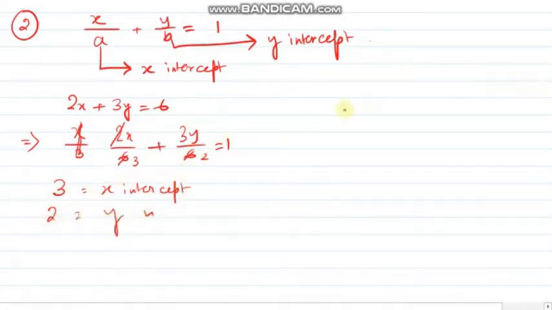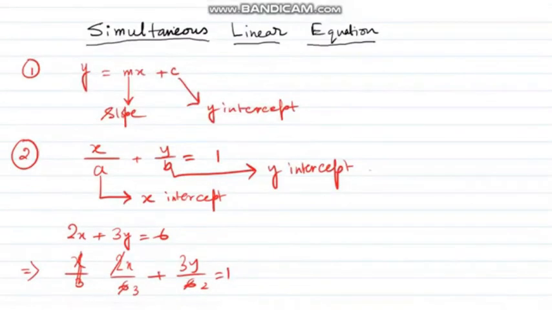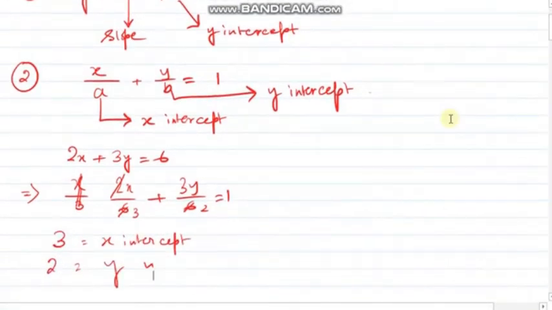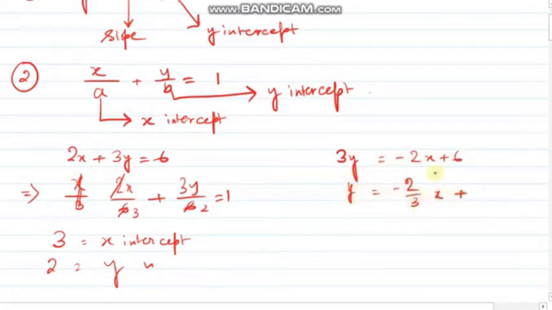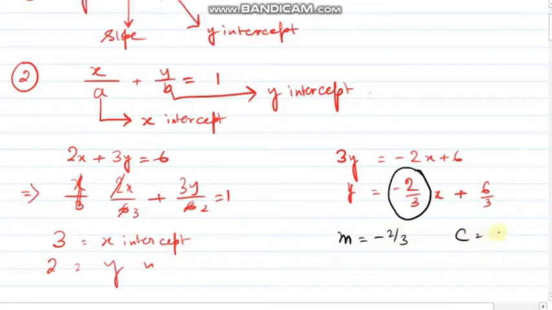Now similarly from the first form, it was y equals to mx plus c, right? So from the first form, I will write this as 3y equals to minus 2x plus 6. We have to keep y on one side. So y will be equals to minus 2 divided by 3 x plus 6 divided by 3. If I compare this with y equals to mx plus c, my m is minus 2 by 3, which is slope, and y-intercept is c, which is 2 units.